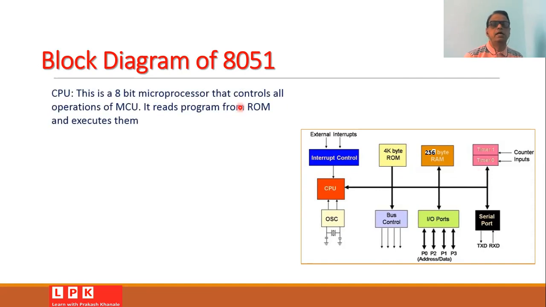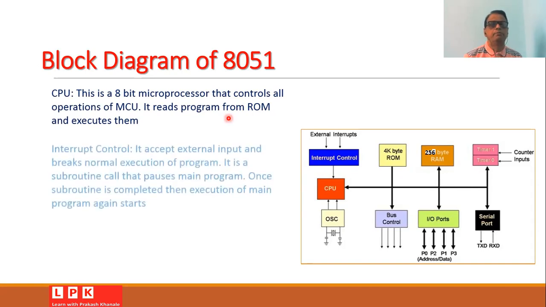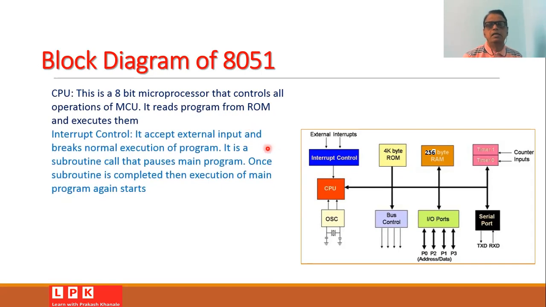So the CPU is an 8-bit microprocessor that will control all operations of the microcontroller unit. It will read the program that is stored in the ROM, and it will execute that program. This IC also has an interrupt control. So this interrupt control will accept the external input and break the normal execution of the program. So it is a kind of a subroutine call that will pause the main program. So once the subroutine is completed, then again, the execution of the main program will start.